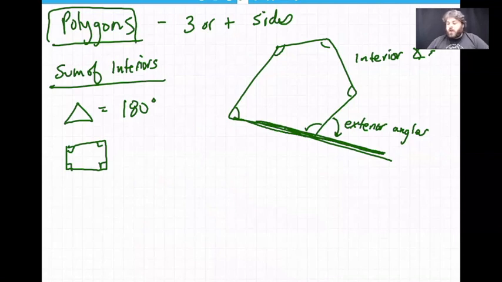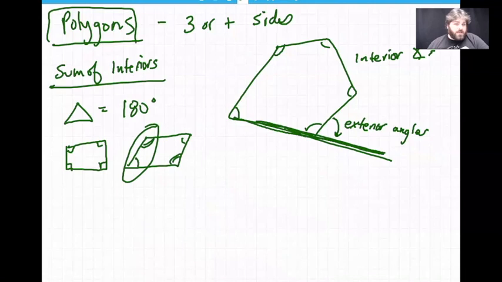Now it's funny, but if you make a parallelogram, it has the same sum. It has to do with these 2 angles adding to 180 because they're supplementary. We said adjacent angles are supplementary, so that makes 180 and that makes 180. So either way, these 2 make 360 degrees total.